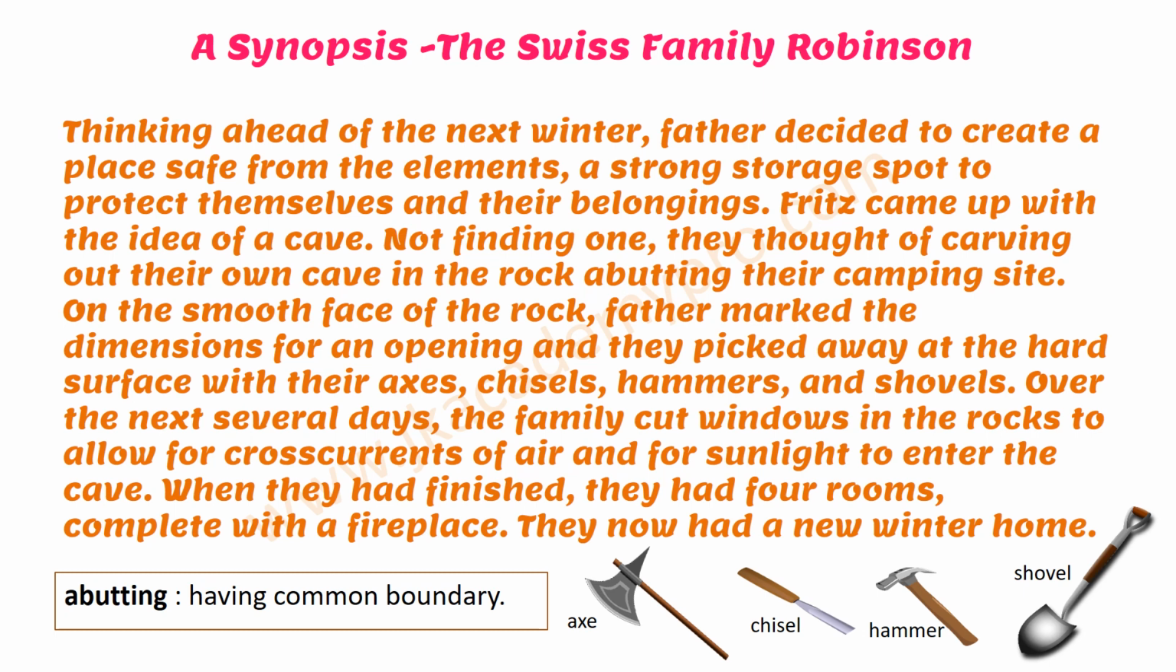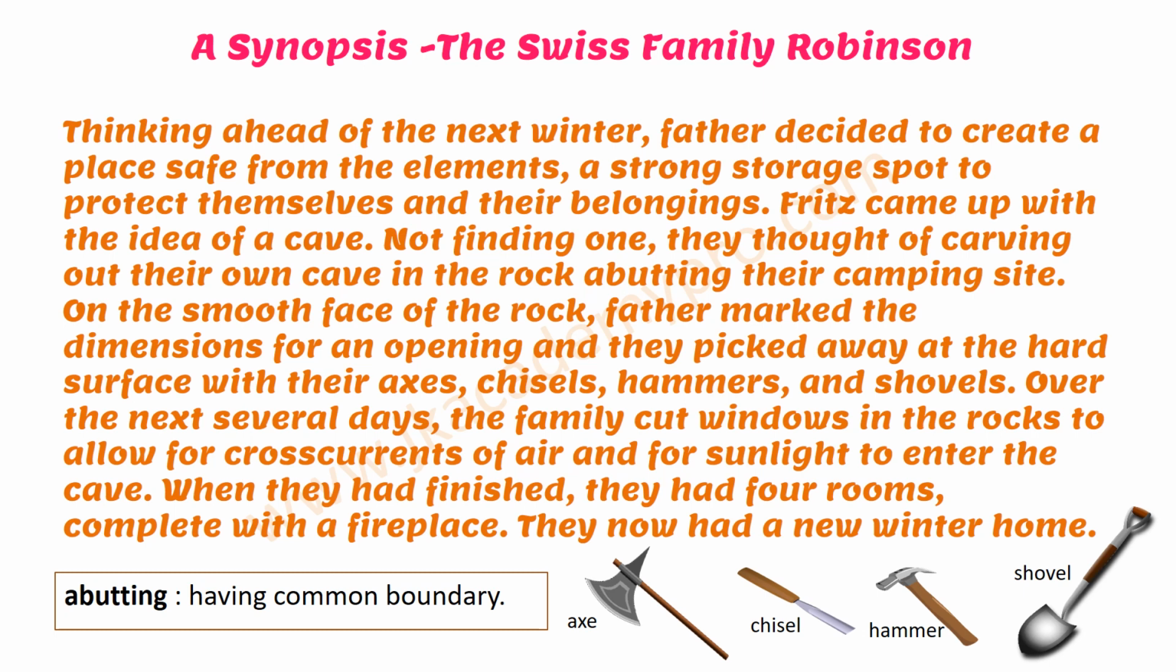So they started carving. Carving means they started chipping or breaking and shaping the rock into a cave. Abutting their camping site. Abutting means they made a boundary around it. So camping means wherever they were living for the time being. So that is called the camping site. So they started carving a cave out of a rock.